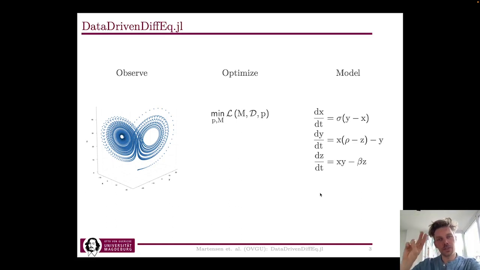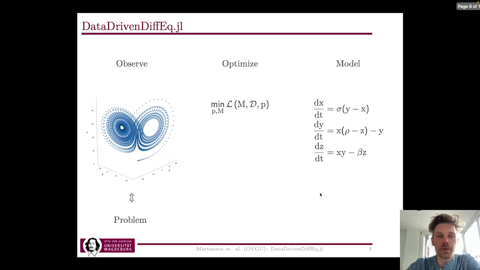So what we do is we just switch out the modeling and the optimization part, but we make the optimization a little bit harder. And to give you an overview about how DataDrivenDiffEq sees the overall process, the problem itself is defined by the data. So this we will talk a little bit more in detail in a short time, but the data itself defines the problem class we are looking for.